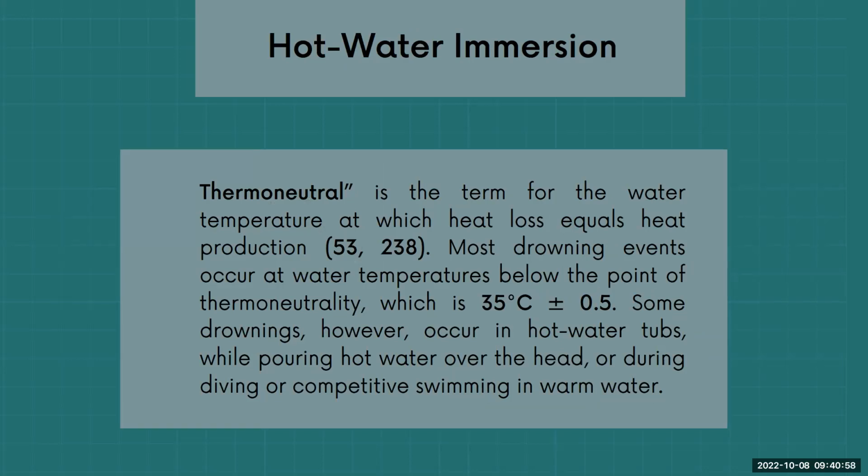So, different types of water immersion. Hot water immersion. Thermoneutral is the term for the water temperature at which heat loss equals heat production. Most drowning events occur at water temperatures below the point of thermoneutrality, which is 35 degrees Celsius plus or minus 0.5. Some drownings, however, occur in hot water tubs, while pouring hot water over the head, or during diving or competitive swimming in warm water.